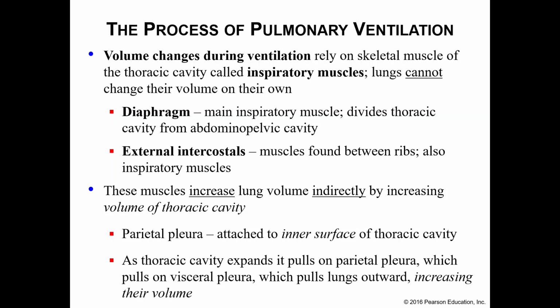So we're not pulling on the lungs, we're going to pull on the thoracic cavity. The parietal pleura is attached to the inside of the thoracic cavity. And so as the thoracic cavity expands, the parietal pleura gets pulled on, which pulls on your visceral pleura, which pulls on the lungs themselves, which increases the lung volume. I know you really got to wrap your mind around that one, right? Lots of pulling going on. So your inspiratory muscles pull on your thoracic cavity, which pulls on your parietal pleura, which pulls on your visceral pleura, which pulls on the lungs themselves.